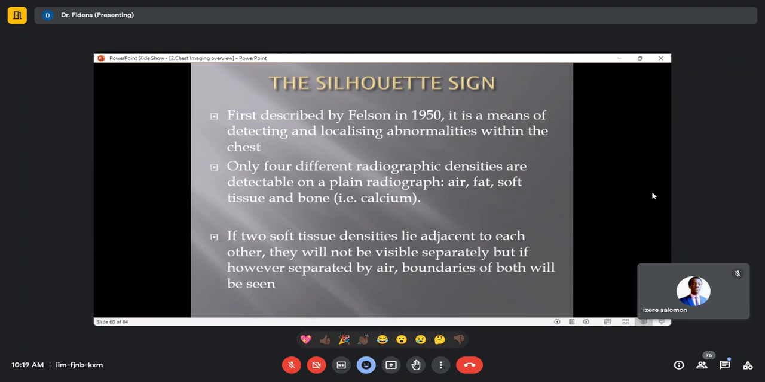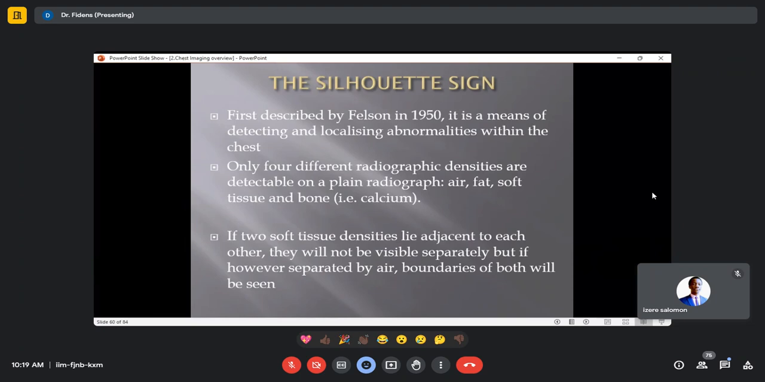Do you know the location of the opacity that can cause a silhouette sign positive for the heart? It's an opacity that is on the right side, in the middle lobe, and on the left side in the lingular segment. Because those two areas are the ones that are in the same plane as the heart.